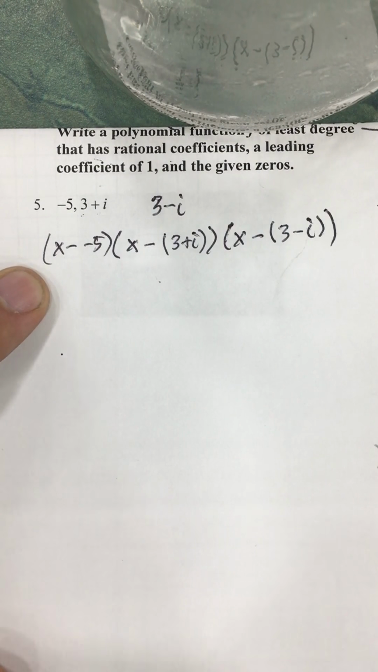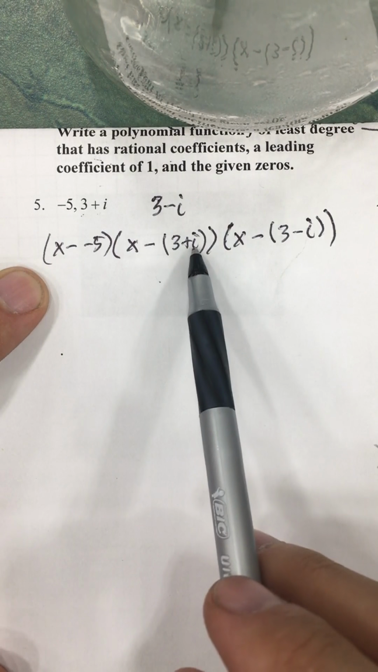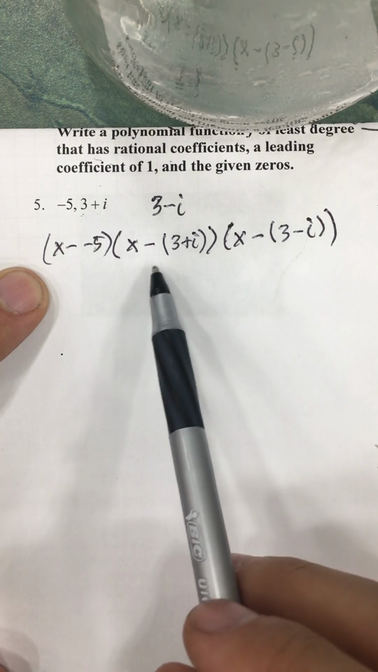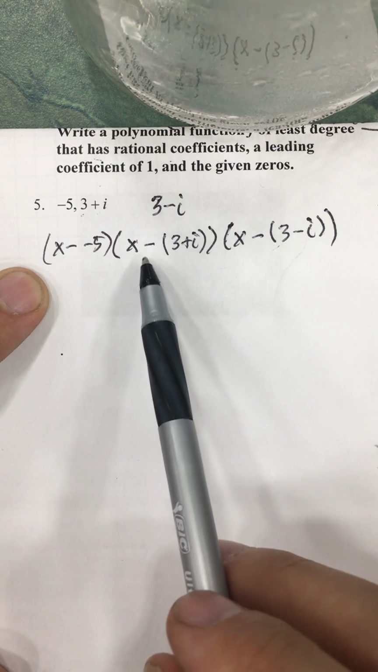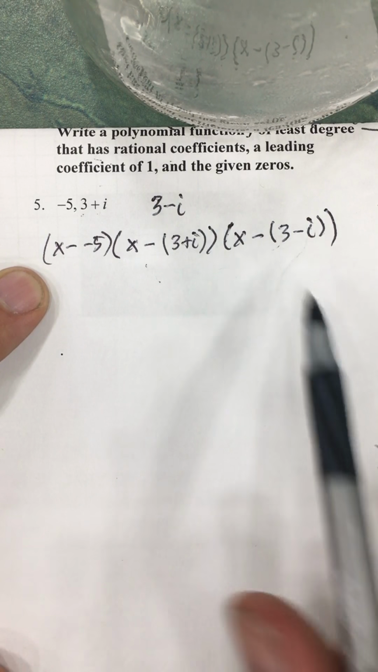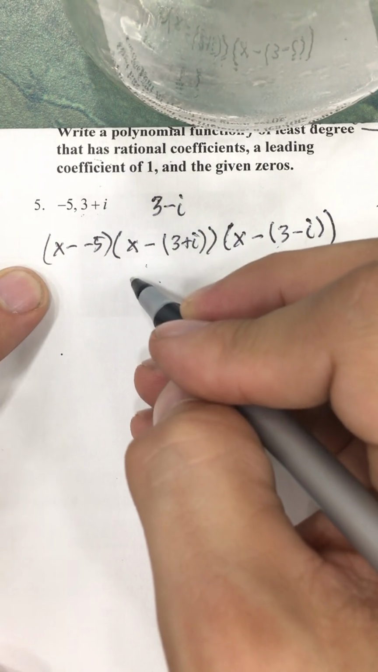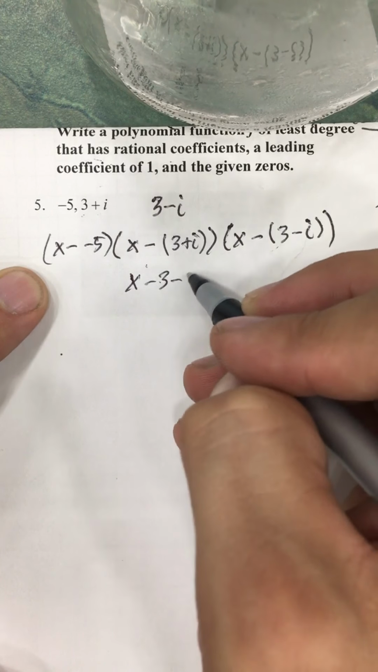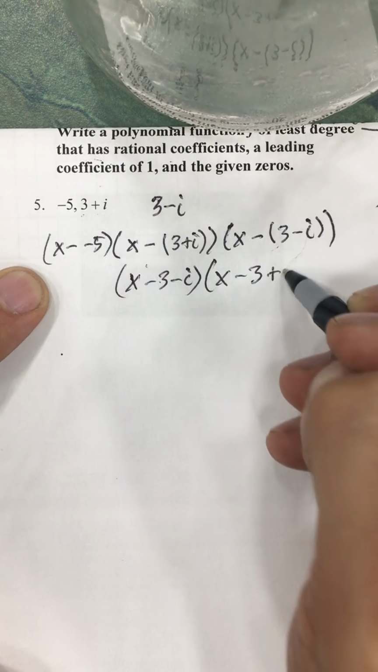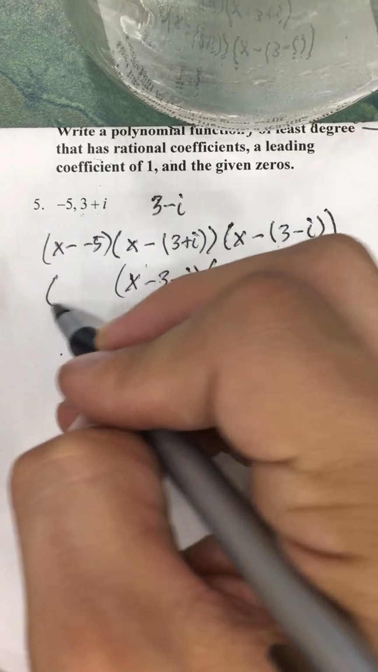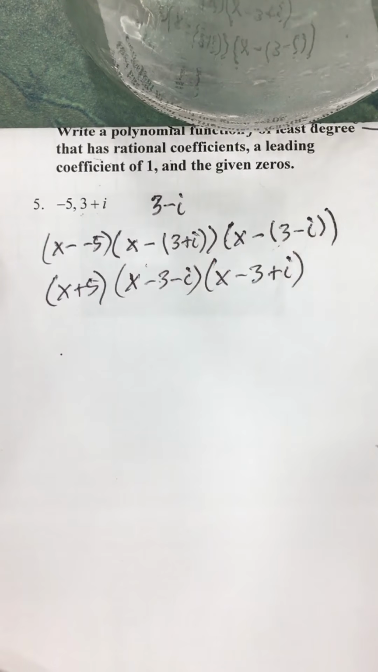Okay? Now what we're going to do is we're going to distribute the negative sign through to these, and then we'll multiply these together. You always want to multiply any trinomials that have imaginary numbers by their conjugates. Okay? So when we distribute this is going to be x minus 3 minus i. And this one right here would be x minus 3 plus i, because of negative negative. And this just turns into an x plus 5.